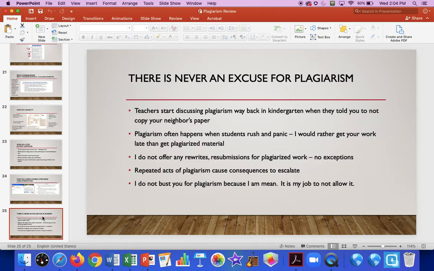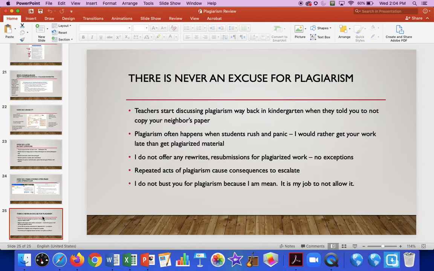All right, in closing, there's never an excuse for plagiarism. Ever, ever, ever. Teachers start discussing plagiarism way back in kindergarten when they told you not to copy your neighbor's paper or take your friend's truck or steal your neighbor's crayon. Anytime anybody has ever told you not to take something that didn't belong to you, they were talking about plagiarism. They were talking about stealing.